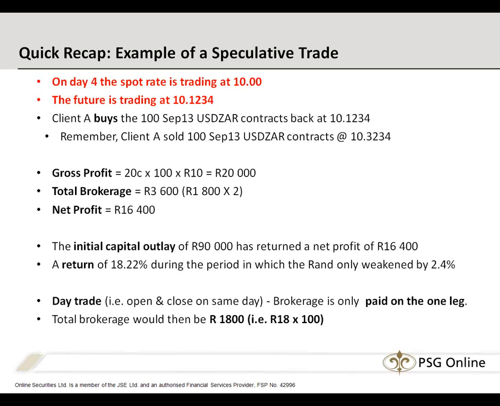So in this situation, his gross profit is 20 cents per contract. So 20 cents times his 100 contracts, times the 10 Rand per point, he's made 20,000 Rand profit. That's a gross profit. Less his brokerage, in and out, 3,600, so he's got a net profit of 16,400. On the next slide, you'll see the actual flow of funds. Remember that initial outlay of 90,000 is returned to you, obviously with the interest, but you also made 16,400 Rand as a return on that 90,000. So effectively your return is over 18%, which is not too bad.